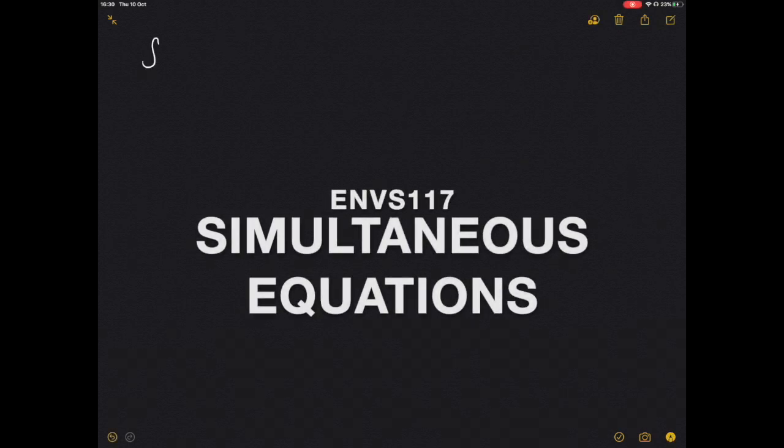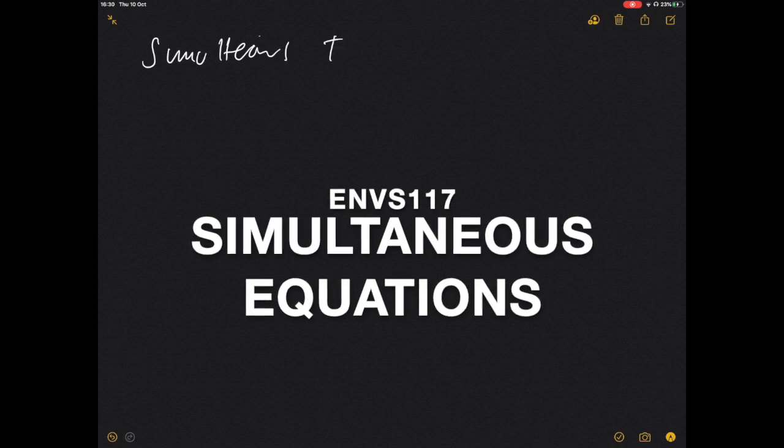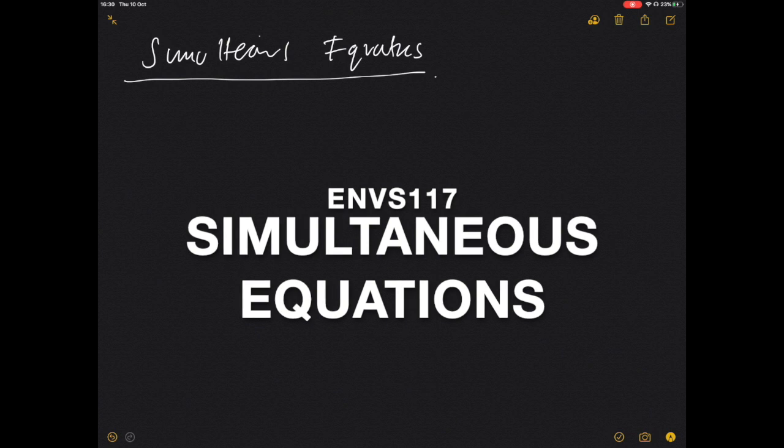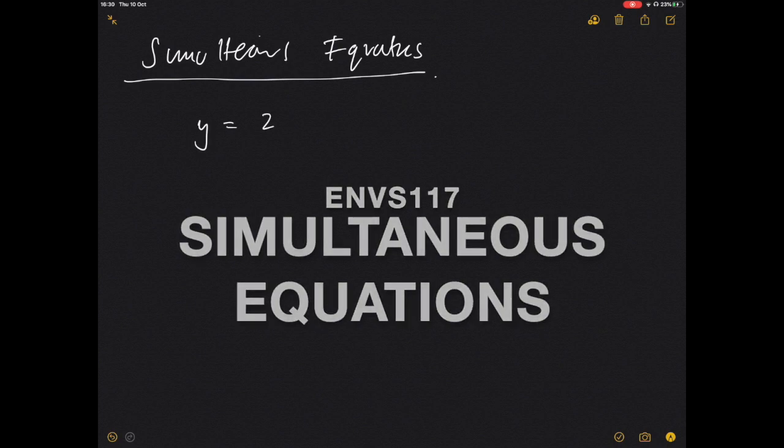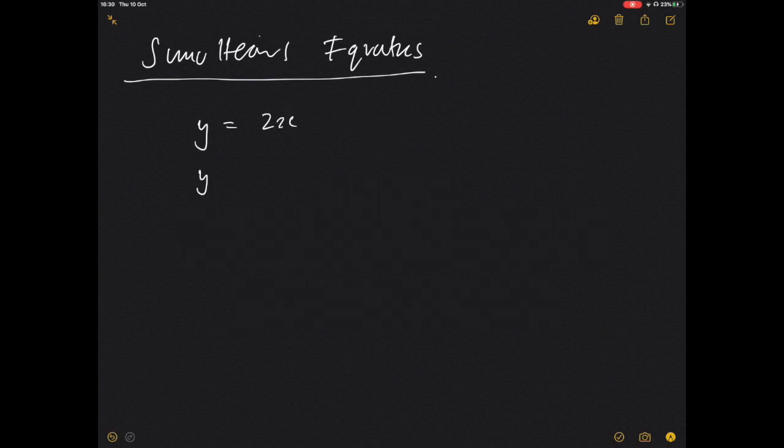Okay, so in this part of the lecture, we're going to be looking at simultaneous equations. Simultaneous equations are really quite important because they help us find where lines intersect. For example, if we take the plots y equals 2x and y equals minus 2x plus 5, just to give an idea how they were drawn.